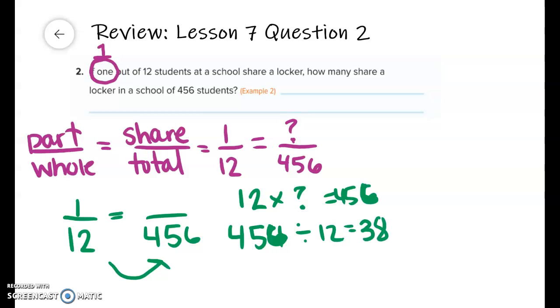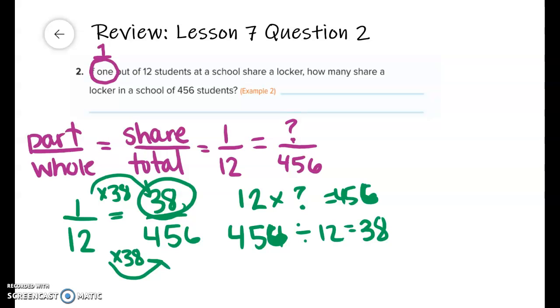So what does that mean? That means that 12 times 38 is 456. So I'm looking to keep these proportional. So I'm going to do 1 times 38. Lucky for me, that's easy. And so now I have the answer to the question.